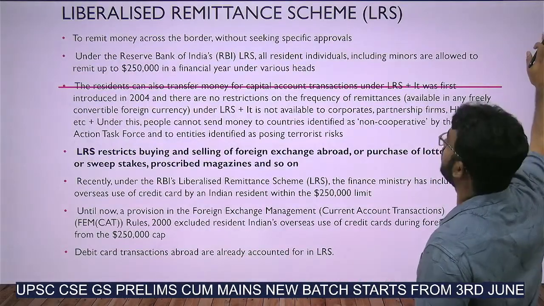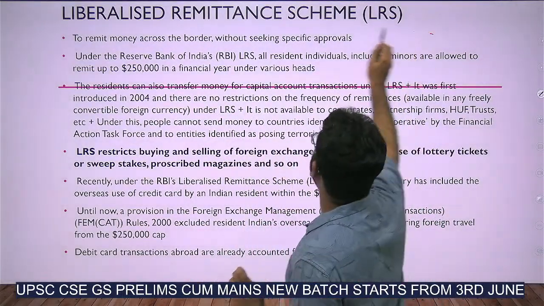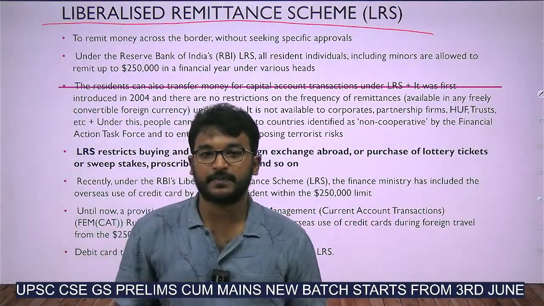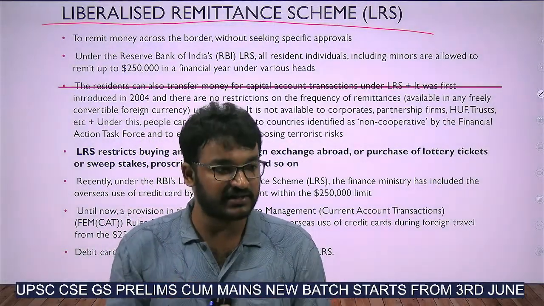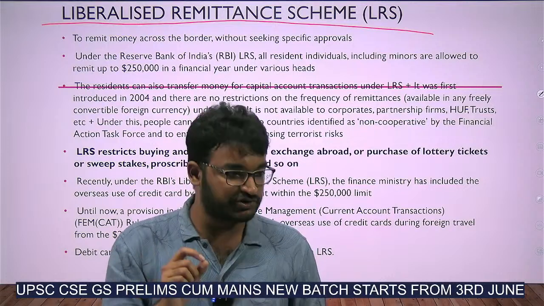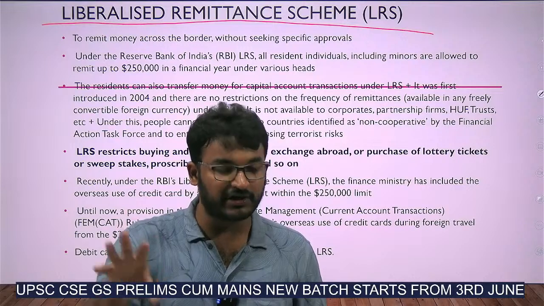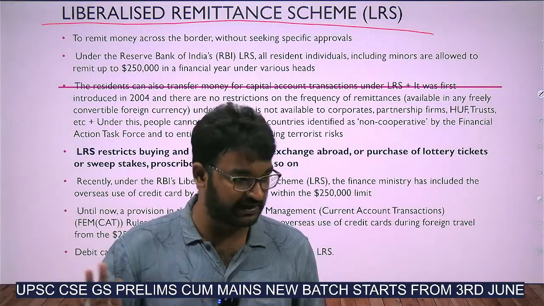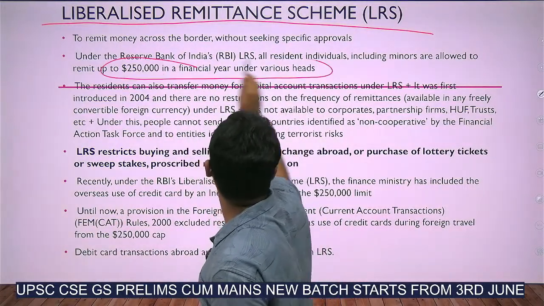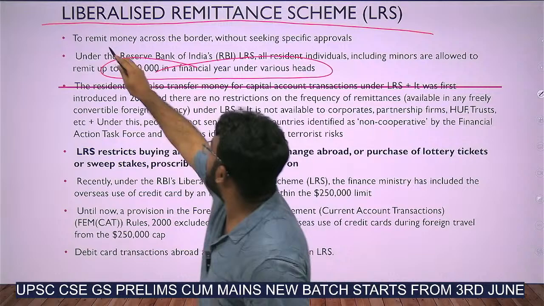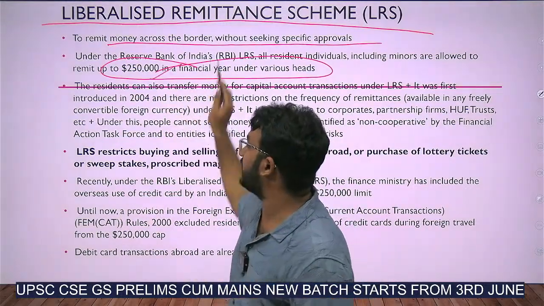Next. Yeah, we have entered the last topic. Liberalized Remittance Scheme. What is this? Remittances across the country, up to 2.5 lakhs. There is no requirement of showing proof, taking an application, or seeking permission from RBI or SEBI and all. So remittance up to 2.5 lakhs is allowed to send money across the border without seeking any specific approvals.